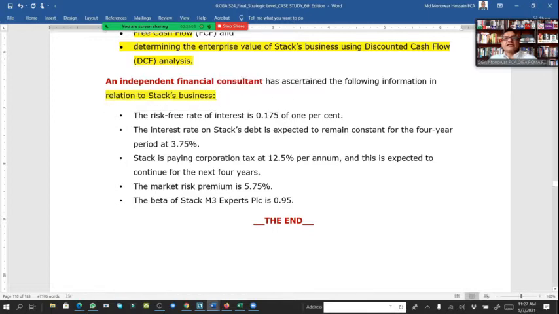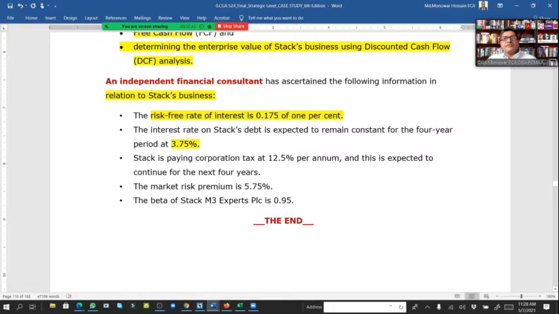And previously, the appointed consultant said that the information is taken from that report also. So here, the risk-free rate of interest is 0.175, and the interest rate of the debt is expected to remain constant for the 4 years period.